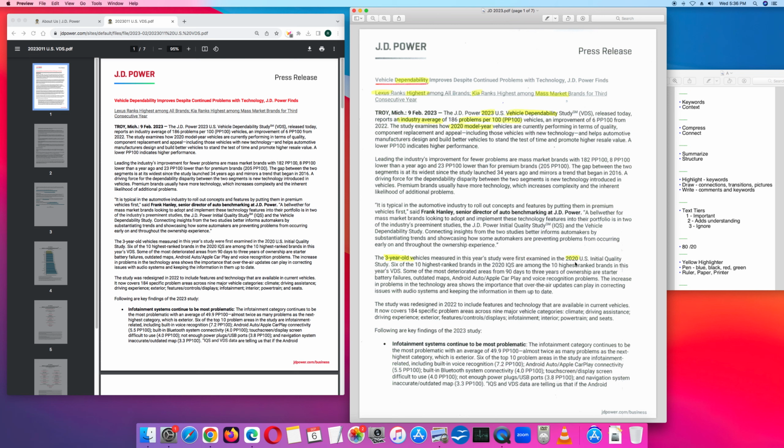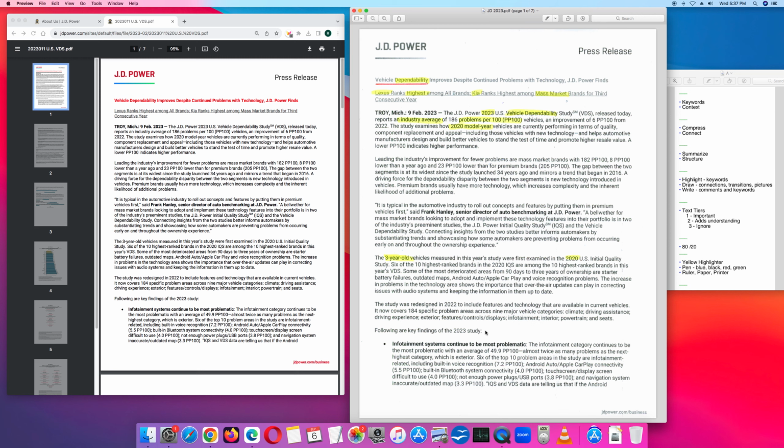And they actually originally studied these in 2020 using their initial quality studies. So initial quality is different than dependability. Dependability is a 3-year measure of problems that occurred, and then the initial quality is 90 days, 3 months. So 3 months versus 3 years. So that's page 1.